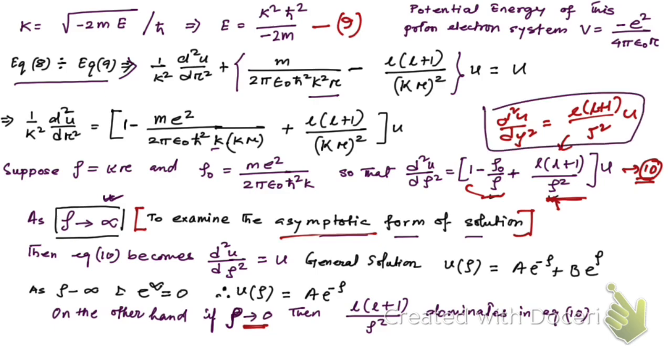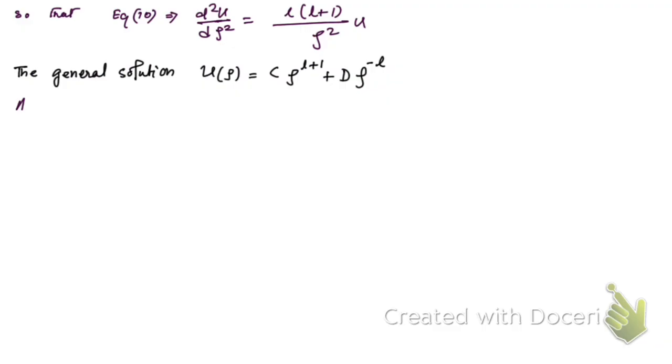Okay, so now let's go back to this equation. Let me go to the next slide where I have written this equation. Okay, so this is the equation number 10, as rho tends to 0. Okay, and general solution is of this form.